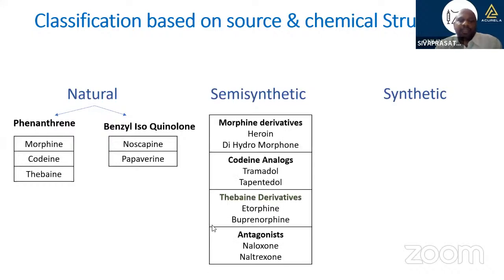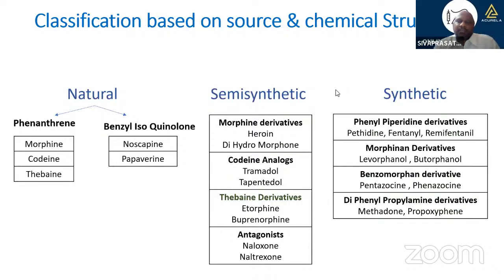So from morphine, we can get heroin or dihydromorphone. The codeine analogs, they are not codeine derivatives, but they are codeine analogs. They are tramadol and tapentadol. The thebaine derivatives are etorphine and buprenorphine. The antagonists are naloxone and naltrexone. So it is easy, right? If you can remember the phenanthrene molecule, you can derive the semi-synthetic molecules also.